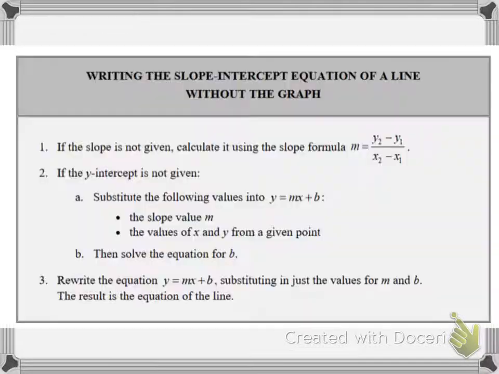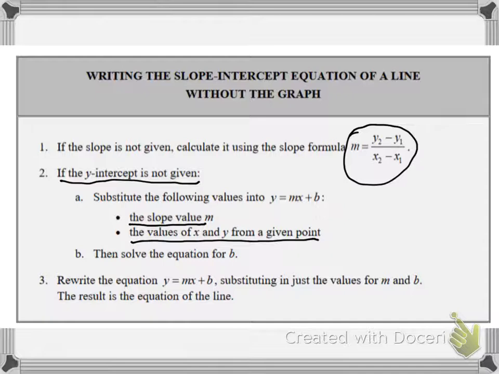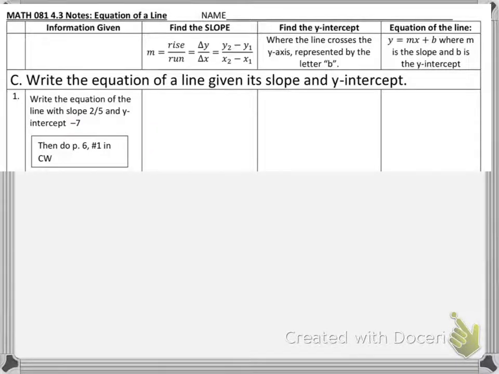So let's get started. This is an excerpt just from the textbook. The slope formula that we will be using is given to us right here. If the slope is not given, we're going to have to use this formula. And if the y-intercept is not given, we're going to have to substitute the slope value into that equation, and also one of the ordered pairs. Then we will solve for b, and finally we'll put m, the slope, and b, the y-intercept, into the equation. So let's do a concrete example so we can get the feel for this.